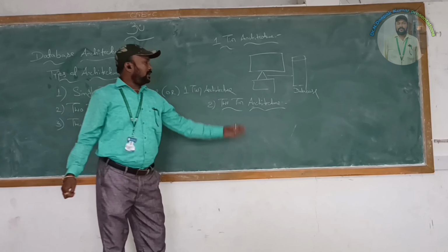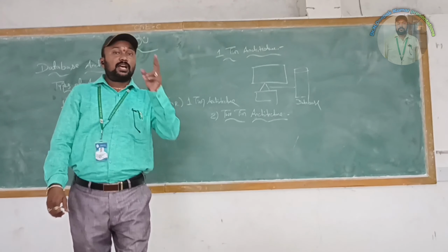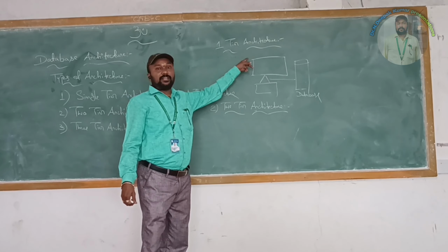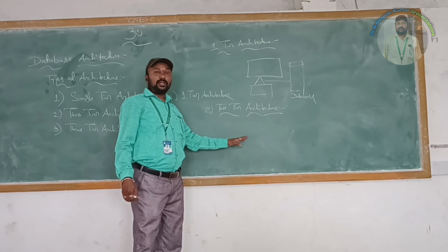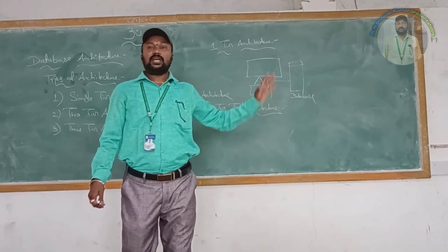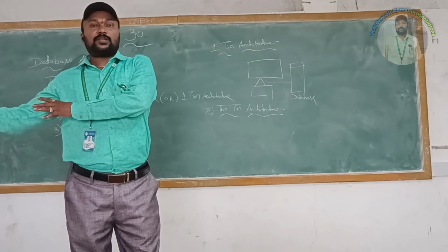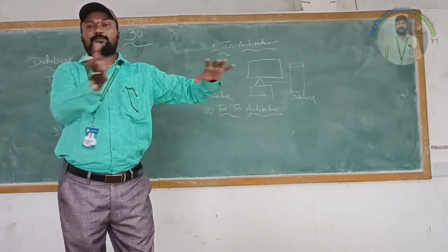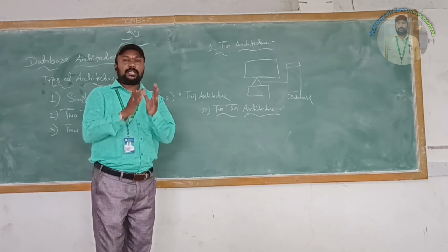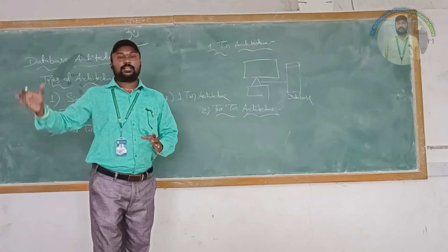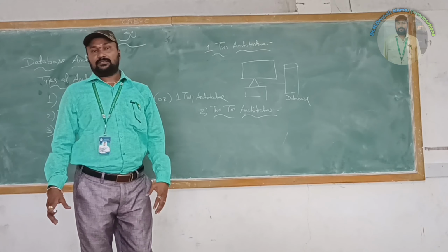The best example of two-tier architecture is client-server communication. The multiple sharing is not possible in one-tier architecture, but in the two-tier architecture, the multiple sharing is possible. So more than one client send the request to the database, and the database sends the response to the client. So that is called a two-tier architecture. The clients directly interact with the database server.